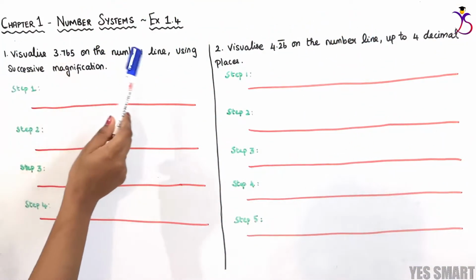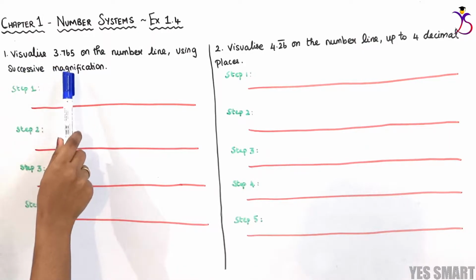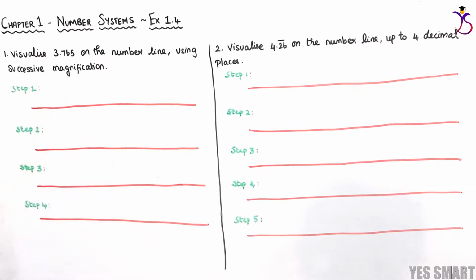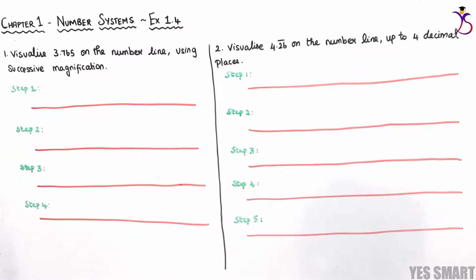Chapter 1, Number Systems, Exercise 1.4. In the first sum, visualize 3.765 on the number line using successive magnification. The term magnification means we are supposed to zoom in and show something. Generally, we use the term magnification when we need to zoom and see a very small object. If we need to see a small object, we say, okay, magnify it and show me. Microorganisms are magnified and shown to us using some special lens.